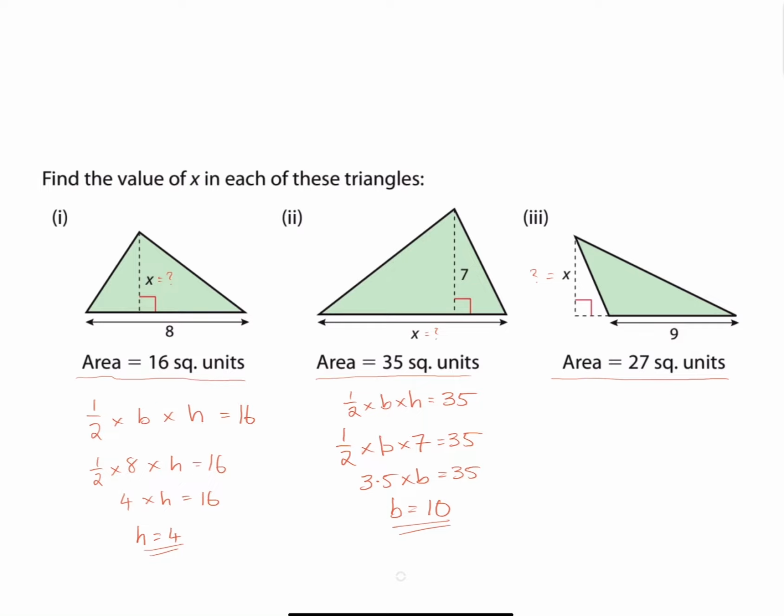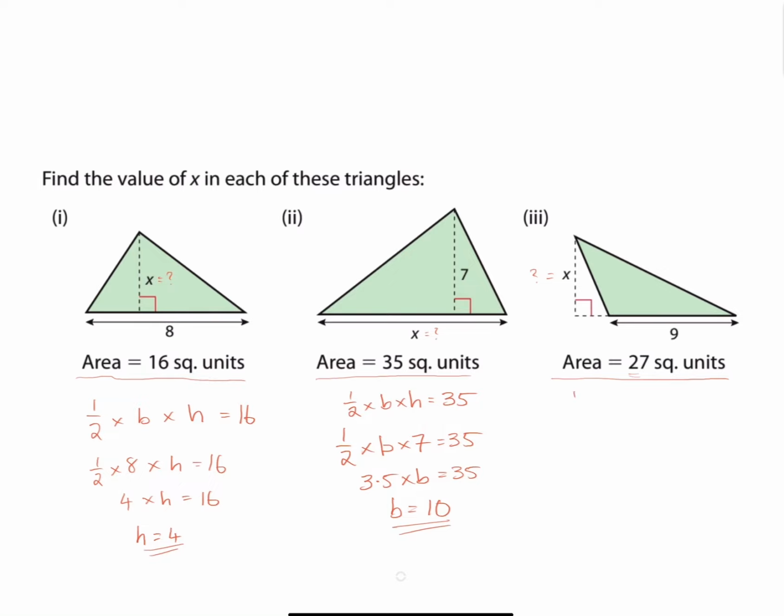Now the last question I'd like you to try and do by yourself. But remember, with these slopey triangles, you still use the same rules. It's still half the base, and the base here is 9, multiplied by the height gives you the area, and the area here is 27. So pause the video now and try and have a go at this last question.